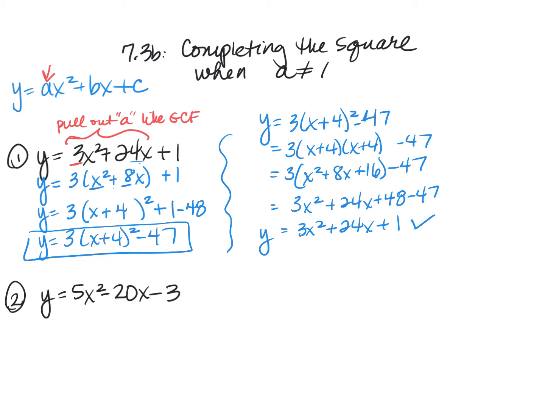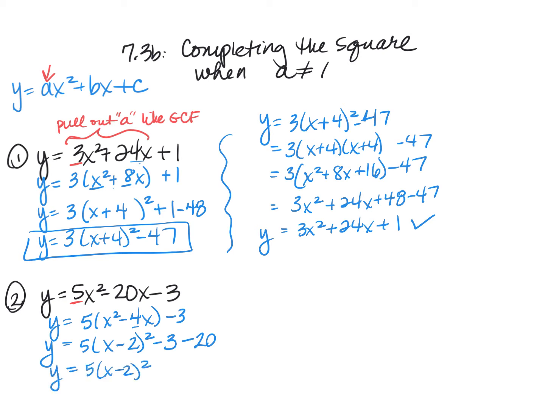Let's try the second one. Same process. We're going to pull out a like a GCF right here. A is 5 this time. So y equals, I'm going to pull 5 out. So I have x squared minus 4x minus 3. Now I'm going to complete the square. x, copy the sign, cut this in half. Square it, minus 3. And what else do I need to subtract? Well, negative 2 squared is 4, but 4 times 5 is 20. So I need to subtract 20 this time. So as I clean this up, I get 5 times x minus 2 squared minus 23. That is the vertex form.